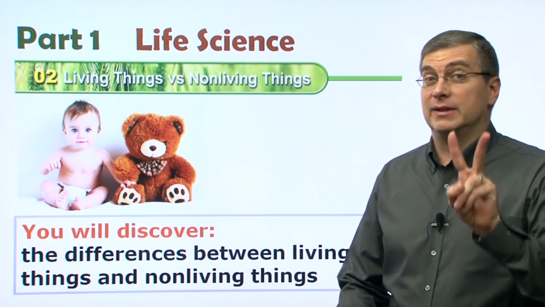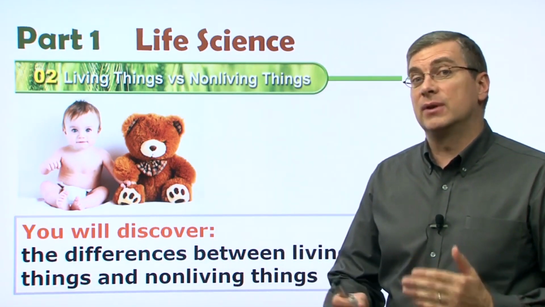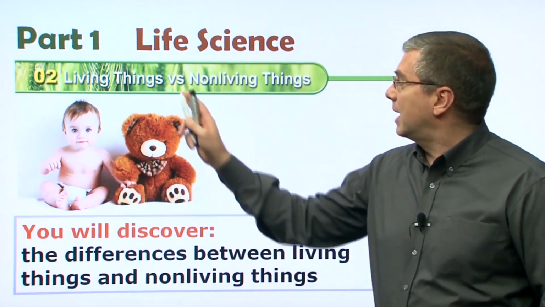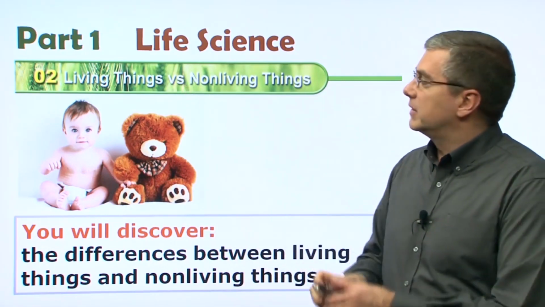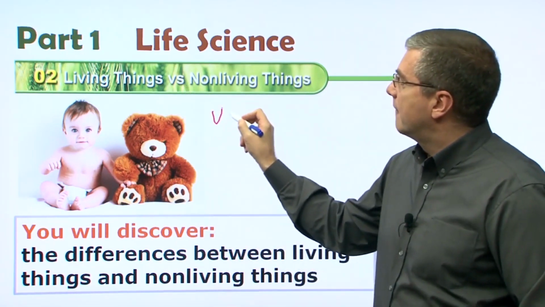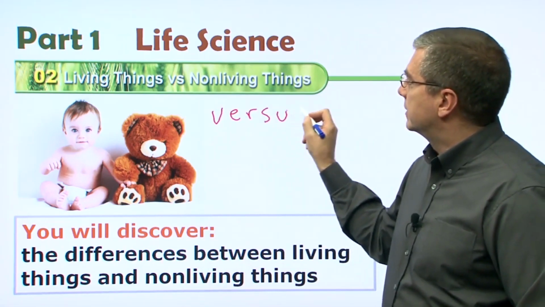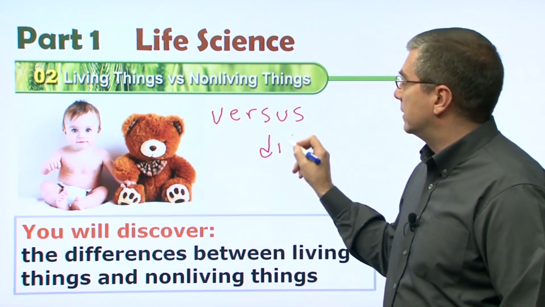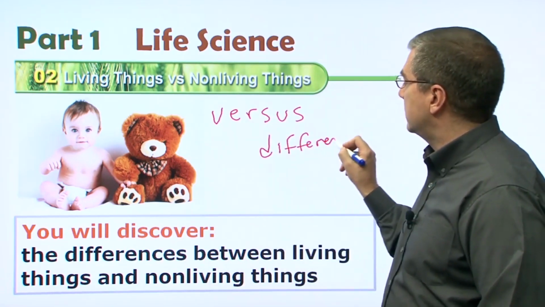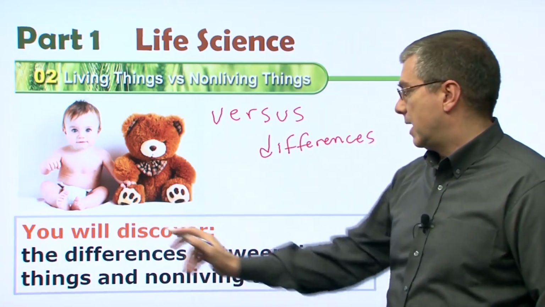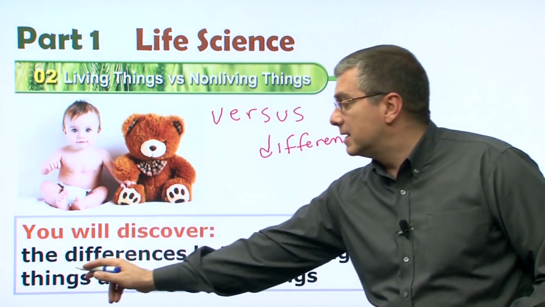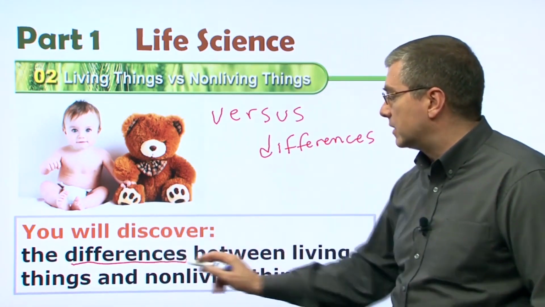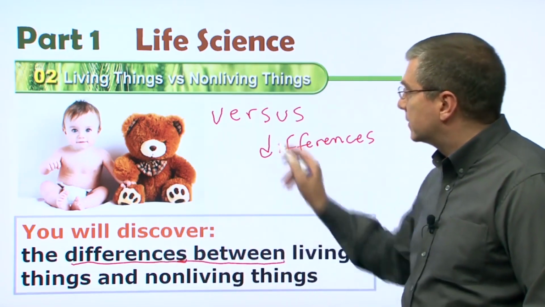In this lesson, Lesson 2, we're going to talk about the differences between living things and non-living things, okay? So we're going to talk about versus. Versus, VS, of course, means versus. In other words, we're going to talk about the differences between, and that's what we will discover. You will discover the differences here between living things and non-living things. So the differences between is like versus.